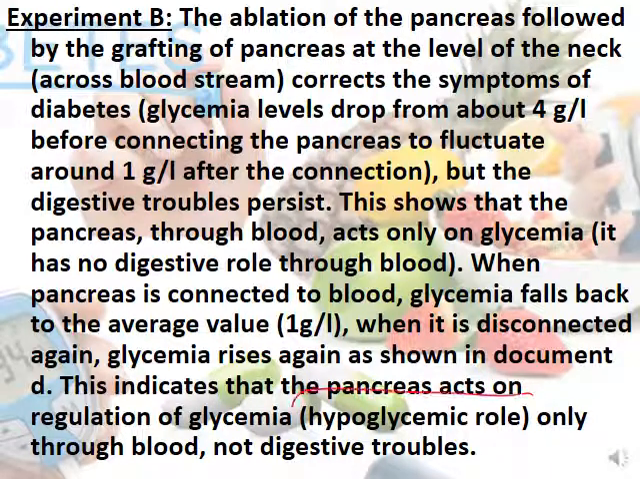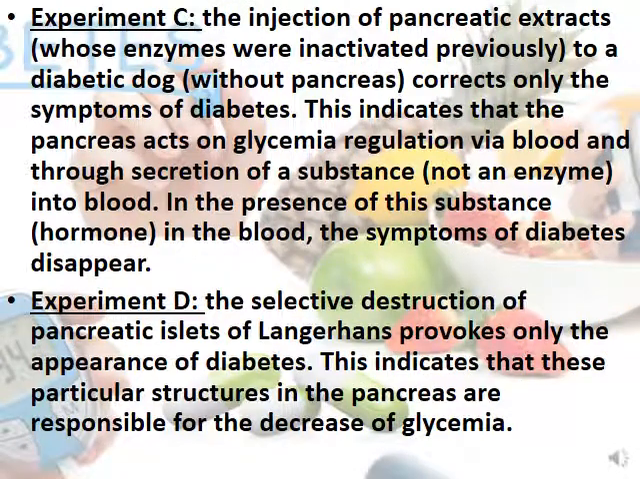It has a hypoglycemic role. You have to study this through blood and not digestive troubles. Experiment C, the injection of pancreatic extract whose enzymes are previously inactivated into a diabetic dog that has undergone ablation of the pancreas corrects the symptoms of diabetes. This indicates that the pancreas acts on glycemic regulation via blood and through secretion of a substance.